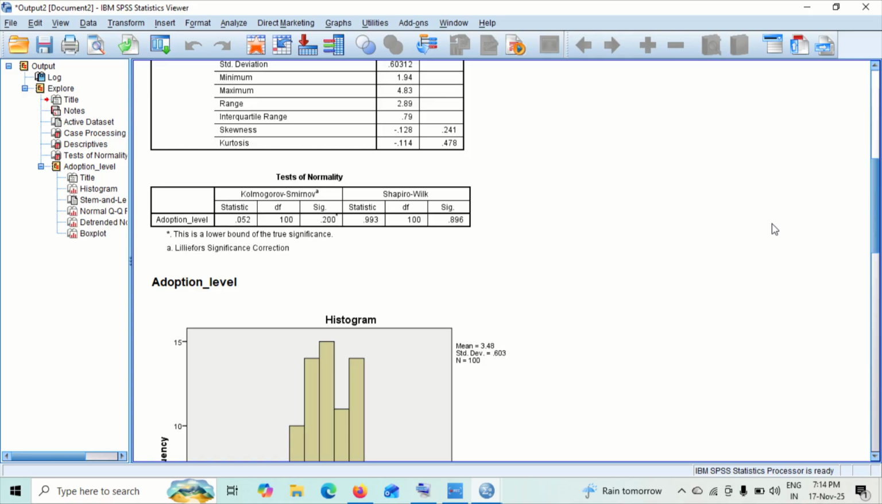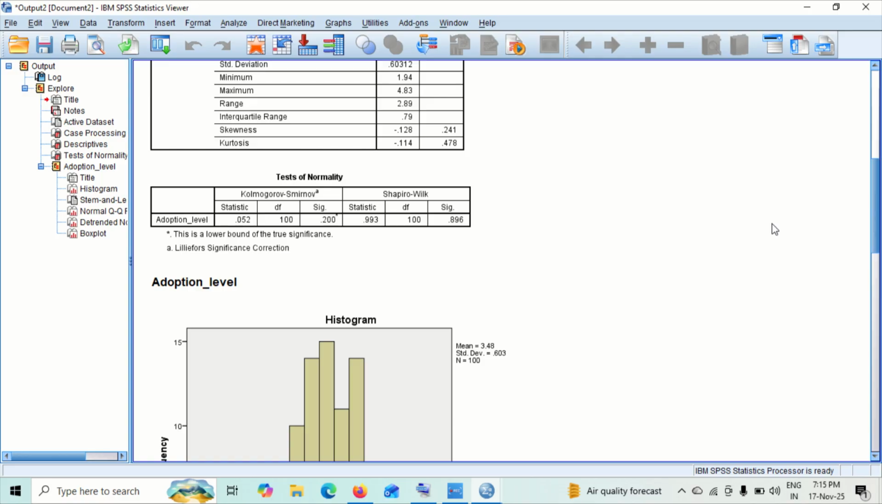Here, both the tests should ideally show a p-value greater than 0.05. Hence, we can assume the normal distribution of data. And furthermore, the Shapiro-Wilk test is applied when the sample size is less than 50, or small samples, and the Kolmogorov-Smirnov test is applied for large samples.